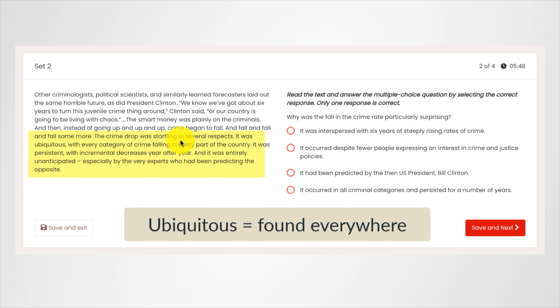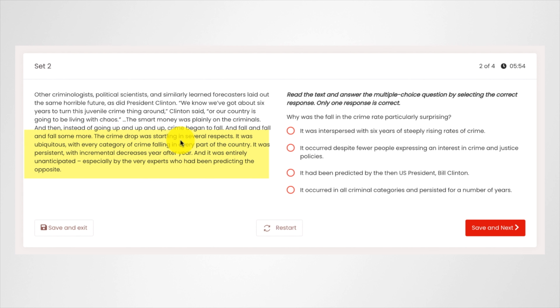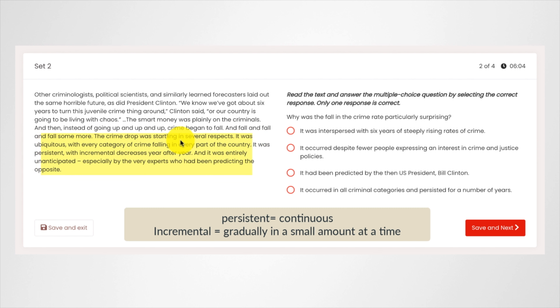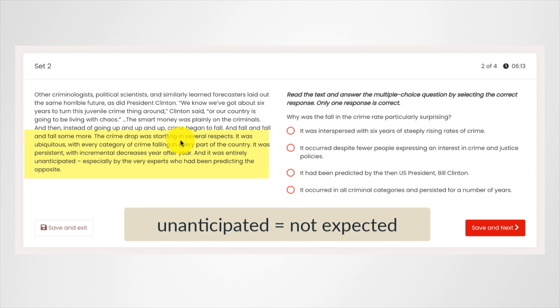And they have actually mentioned that with every category of crime falling in every part of the country. And that is the meaning of ubiquitous, which means happening everywhere. It was persistent with incremental decreases year after year, which means it was continuously happening and happening in a small amount every year. And it was entirely unanticipated. That means they did not know it was going to happen, especially by the very experts who had been predicting the opposite. So they have given 3 reasons here.